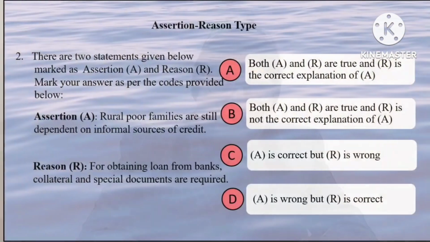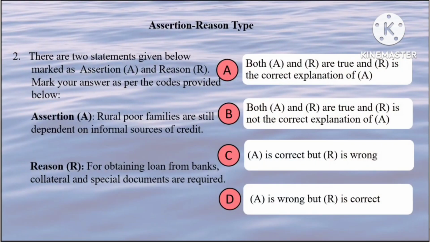Next question. Assertion. Rural poor families are still dependent on informal sources of credit. This is true. Reason. For obtaining loans from banks, collateral and special documents are required. This is also true, and that is the reason why poor people go to informal sectors. So the correct option will be A.